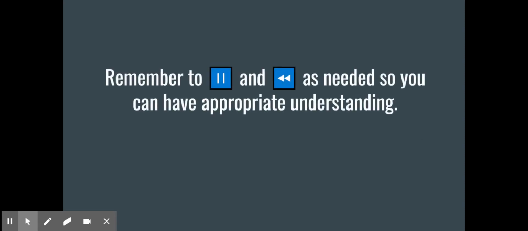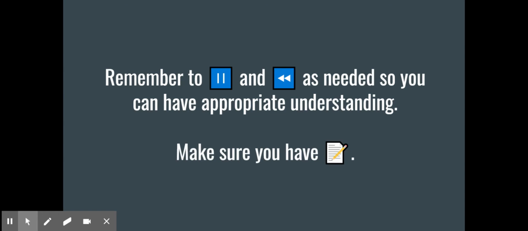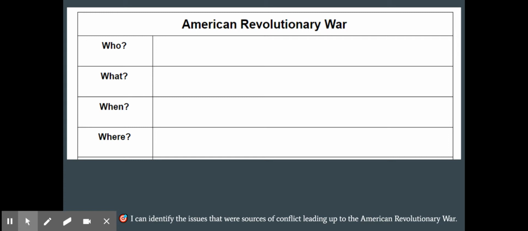in a safe place. Remember to pause and rewind as needed so you can have appropriate understanding. And again, make sure that you have something to write on and something to write with. These are going to be our notes for this part. So go ahead and pause and copy down this graphic organizer. We're going to be talking about the who, what, when, and where of the American Revolutionary War. So pause, get this down, and hit play when you're ready to learn.